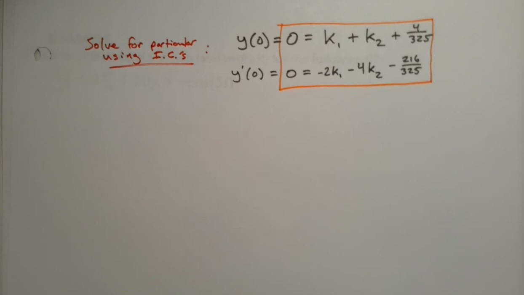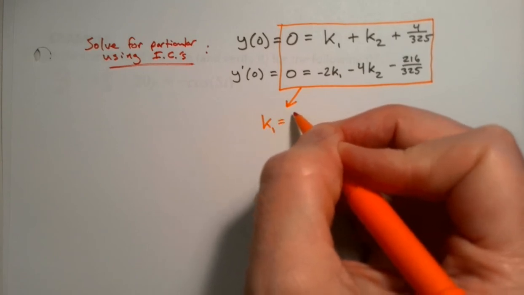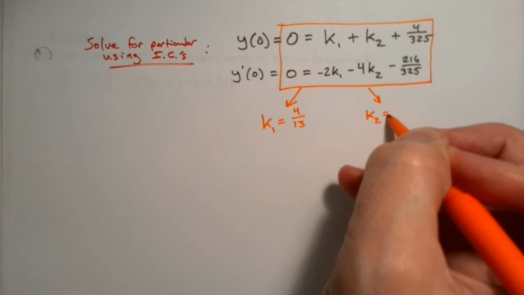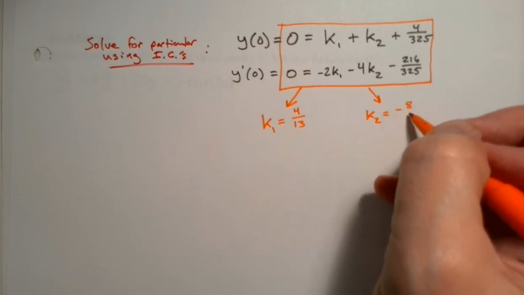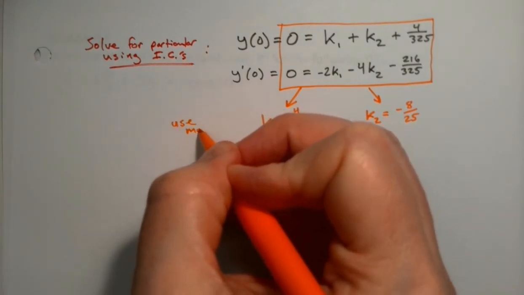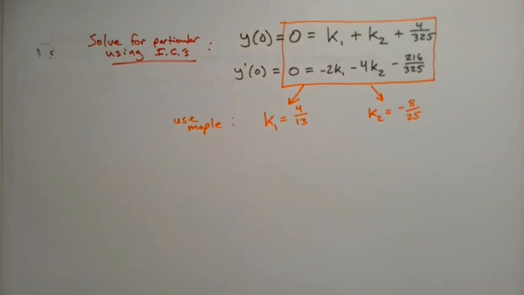And you can do this either by hand, or if you want to hop into Maple, you can type those two equations into Maple really quickly, which is what I'm doing. I did that, and I came up with k1 is equal to 4/13, and k2 is equal to negative 8/25. So I used Maple and solved my system. Okay, so what does it mean?